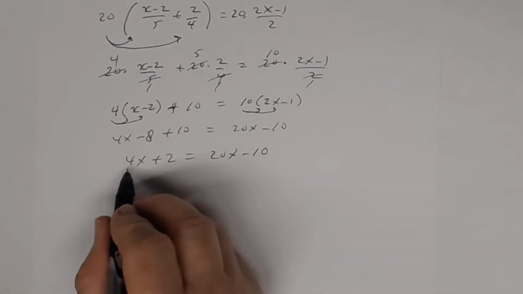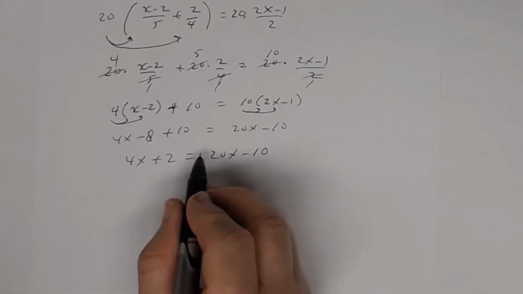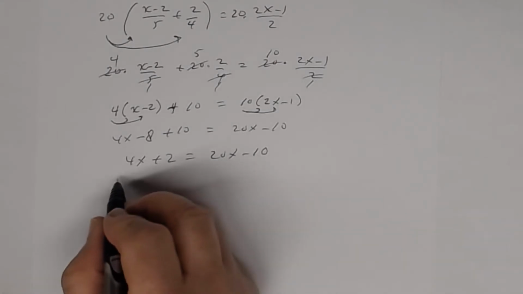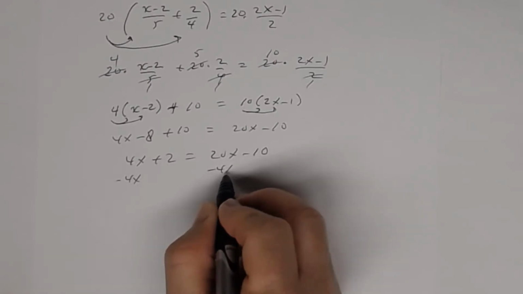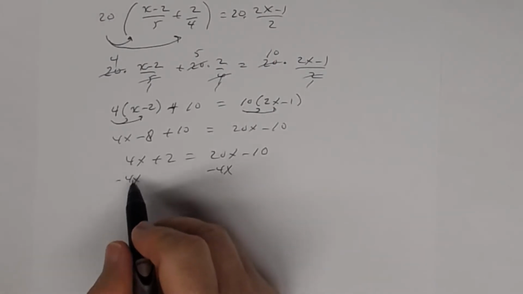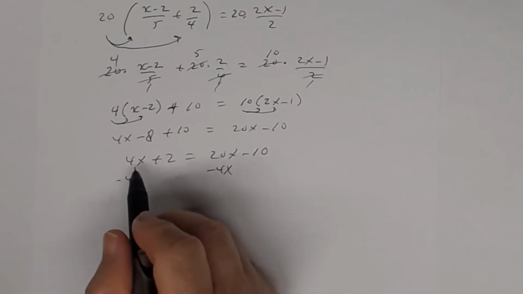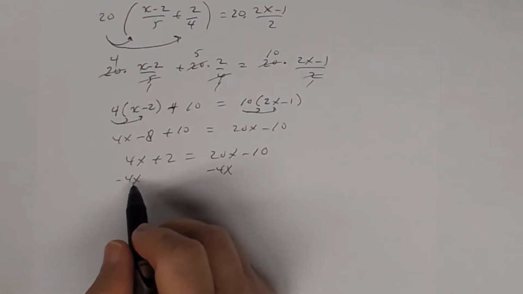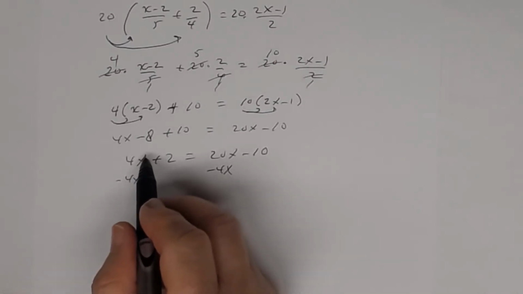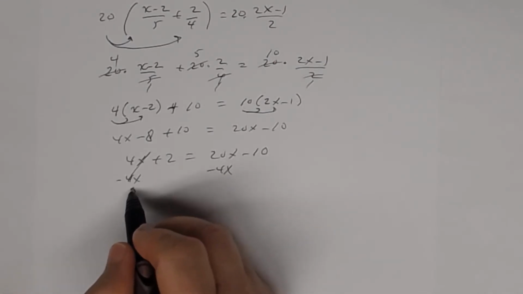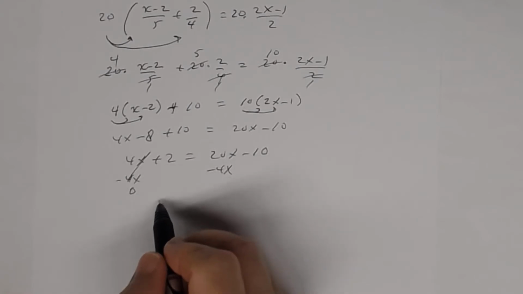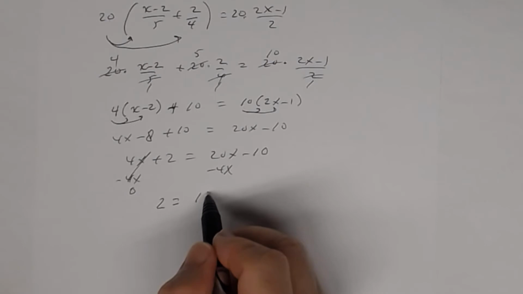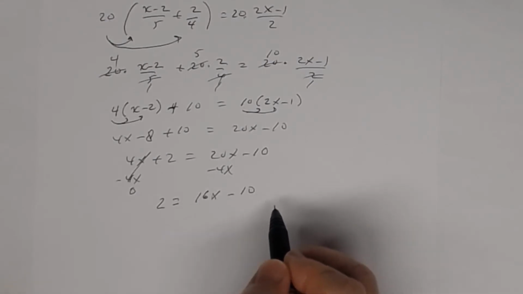It's easier to bring the variables to the right-hand side since 20 is positive and it's bigger than a positive 4. So let's go ahead and subtract 4x on both sides. Remember, what you do to one side, you do to the other. Make sure it's mathematically correct. So you're subtracting 4x, not 4. Then we're going to combine like terms. 4x minus 4x is 0. 0 plus 2 is 2, equal 20x minus 4x is 16x minus 10.